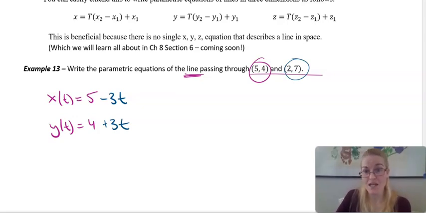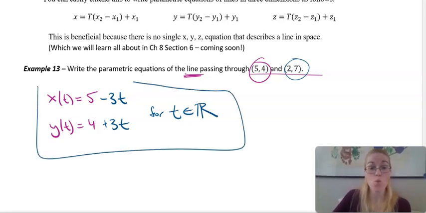Essentially, what did I do? I did 2 minus 5 is a negative 3, and 7 minus 4 is a positive 3. And since I want this to be the full line, I'm going to go ahead and say let T be all reals. So on my interval from negative infinity to positive infinity. That is one possible set of parametric equations, right? What if I started here and went there? What if I traveled at a different rate? There's an infinite number of possibilities. That's just one of them, all right? And thus ends our 6.1 class notes.